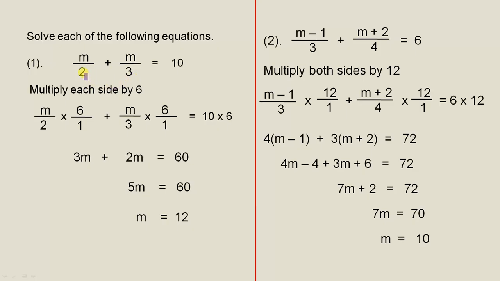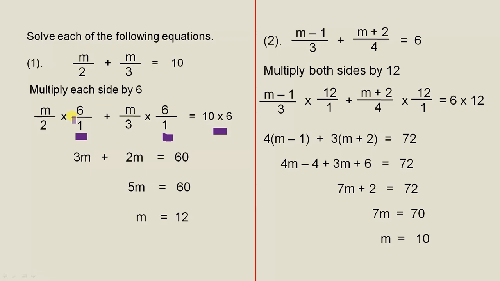Now all we have to do is look at these two denominators here and find the lowest number that these two will divide into. So the lowest number that these two will divide into is 6. So all we do is we multiply each side by 6. So that term, and that term are multiplied by 6. So we've done that here, and here, and here.